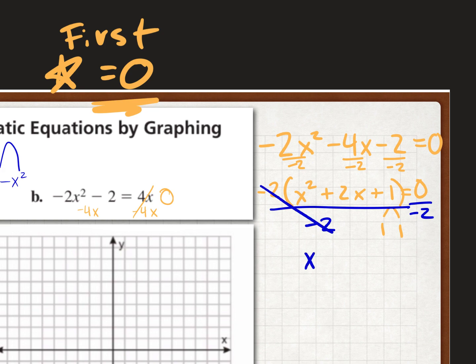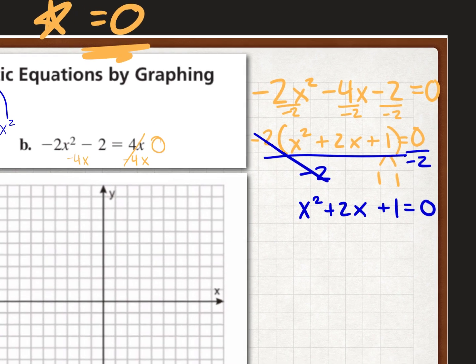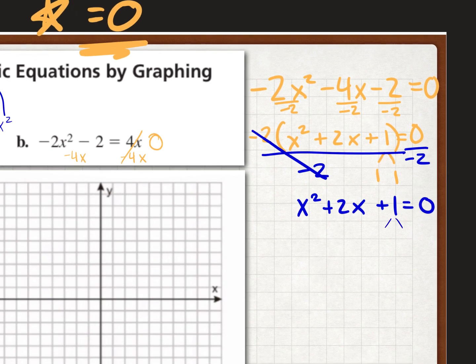So I'm solving x squared plus 2x plus 1 now. This is my new quadratic equation here. So two factors of 1 that add to 2 would be 1 and 1. So here I have x plus 1 and x plus 1.